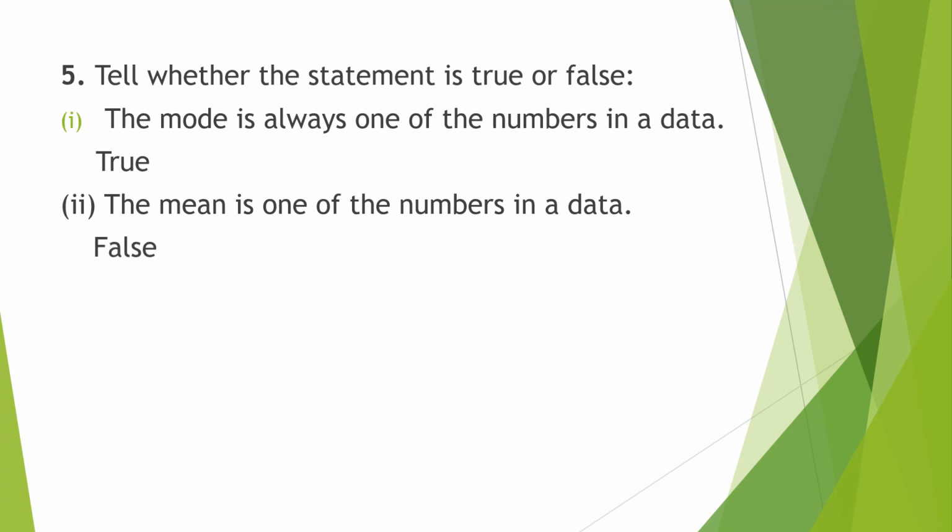The third statement: the median is always one of the numbers in a data. It is true if the number of observations is odd. If an even number is given, then the median will not be one of the given numbers in the data. But here we are not discussing that one, so here we give the answer as true. Next, the data 6, 4, 3, 8, 9, 12, 13, 9 has mean 9. That is false.